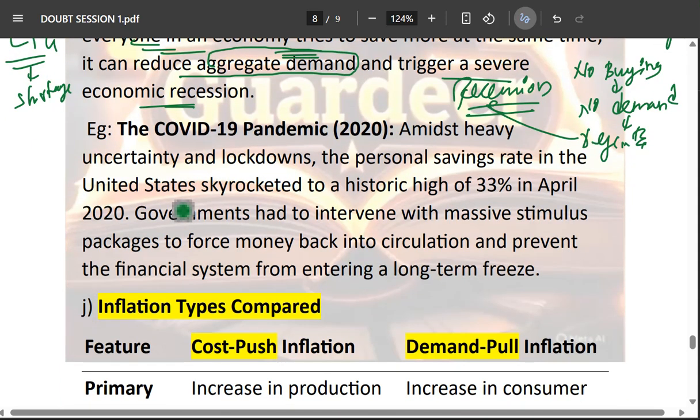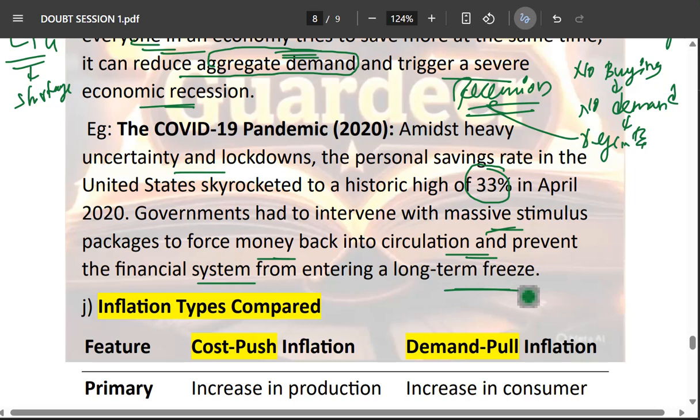For example, during the COVID-19 pandemic, there was heavy uncertainty and lockdowns. The saving rate in the United States skyrocketed, people shifted heavily to savings, and the government had to intervene with a fiscal stimulus. They had to put money into the market and force it back into circulation, preventing the financial system from entering a long freeze or recession. This is followed by the Federal Reserve in the US and the central bank, RBI, in India.